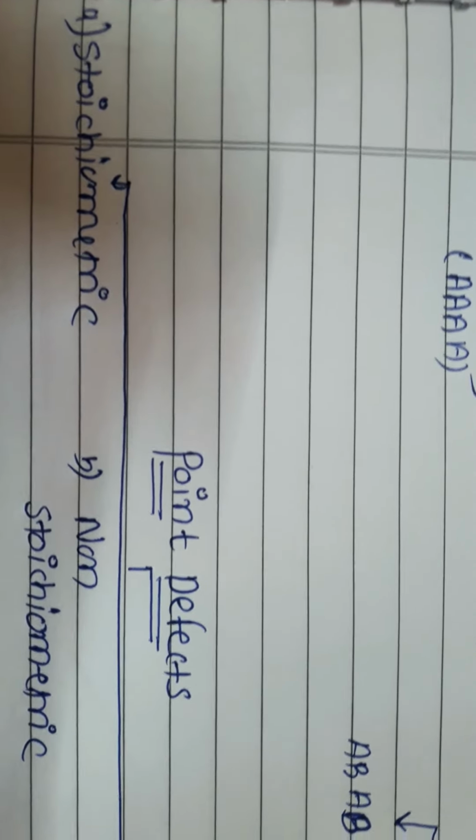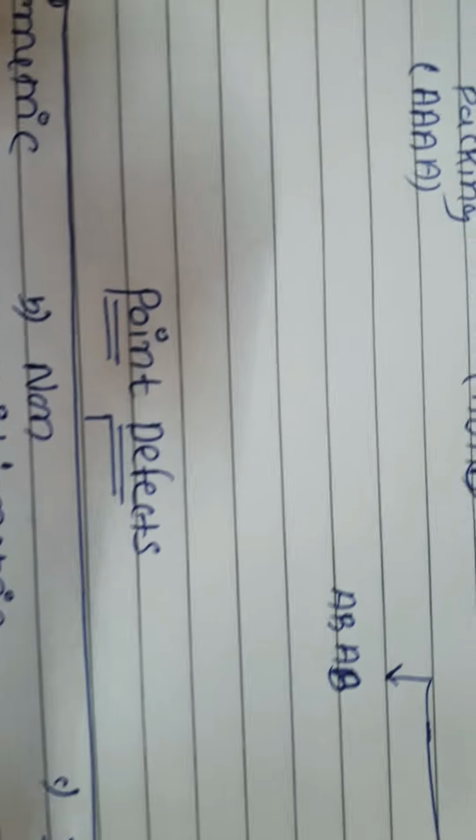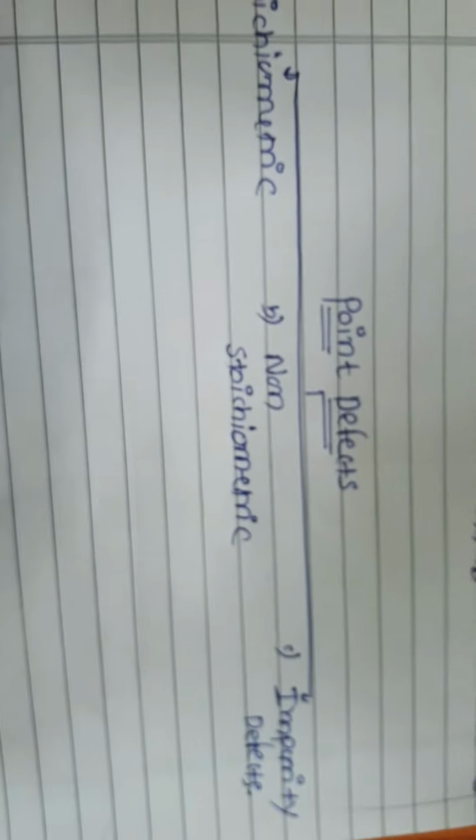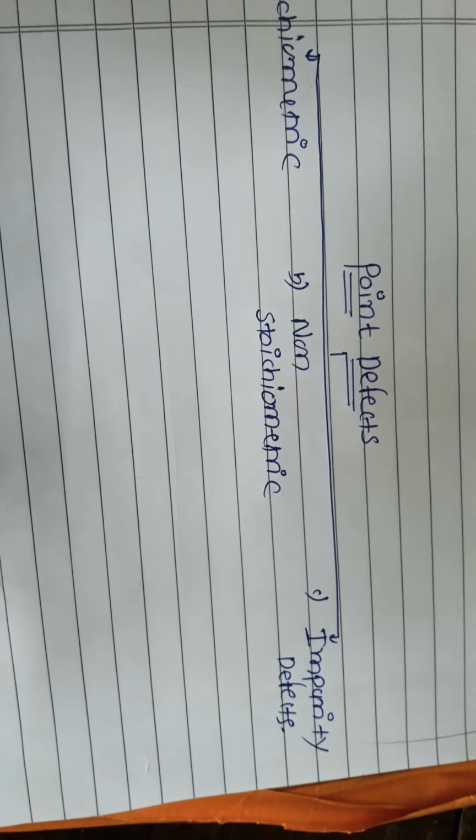So it is called a point defect. Point defects are divided into three types: stoichiometric defect, non-stoichiometric defect, and impurity defect.